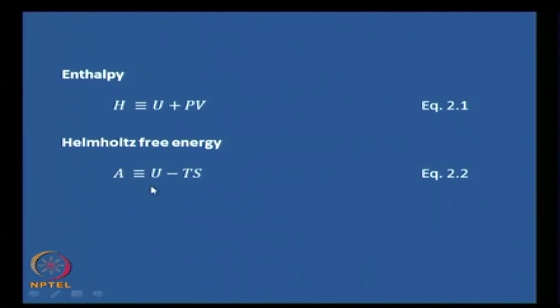The next additional thermodynamic property which will be useful is called the Helmholtz free energy, represented by the letter A and defined as U, internal energy, minus the product of temperature and entropy. The third additional property is Gibbs free energy, represented by the letter G and defined as enthalpy minus the product of temperature and entropy. These are all definitions, essentially the starting point. Enthalpy is U plus PV, Helmholtz free energy is U minus TS, and Gibbs free energy is H minus TS.